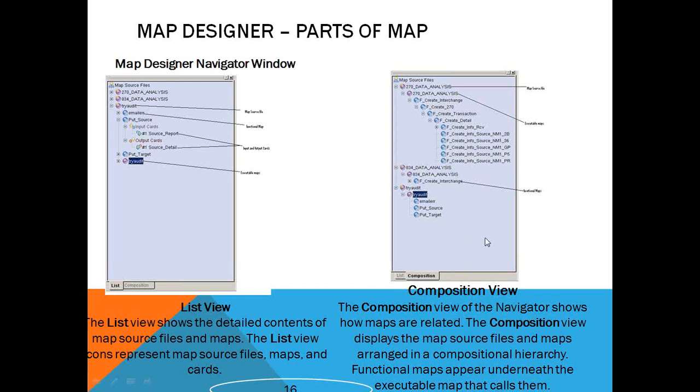Composition view shows the hierarchy level, whereas in outline view all maps are just shown together. We don't know where the functional map is. Here you know that the F create info functional map is present inside detail. Detail is present inside transaction. Transaction is present inside 270. So it shows the hierarchy. In the map designer there will be two views, outline view and composition view. Composition will be like this.